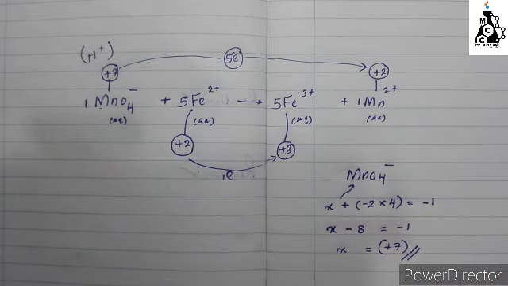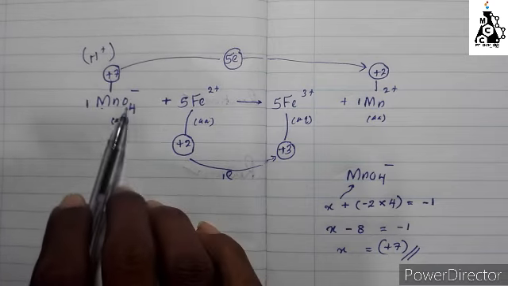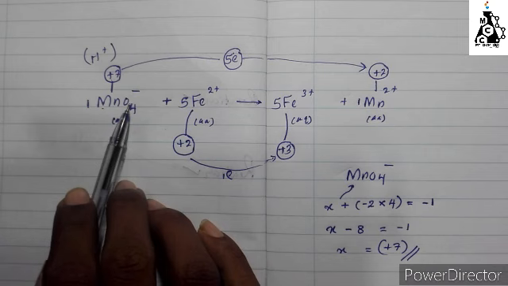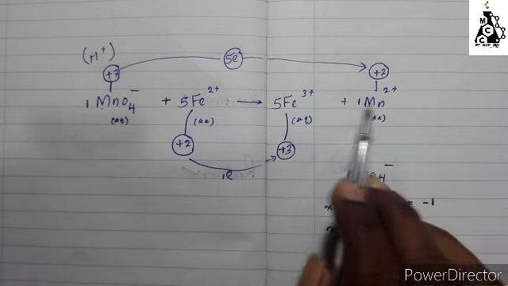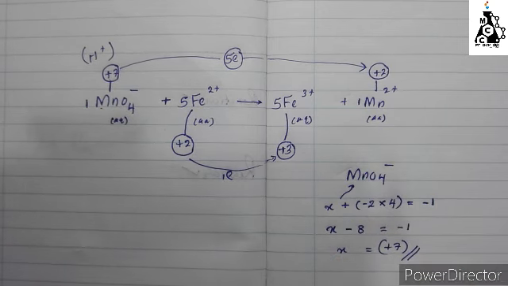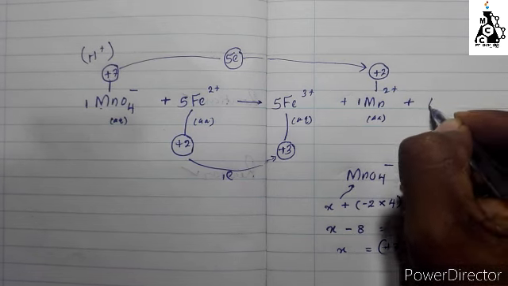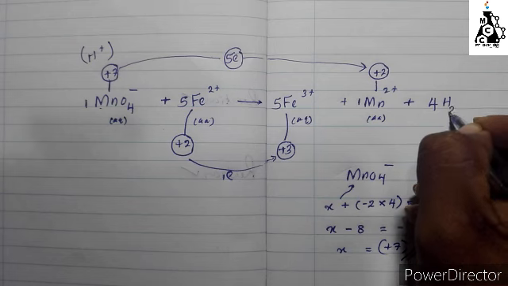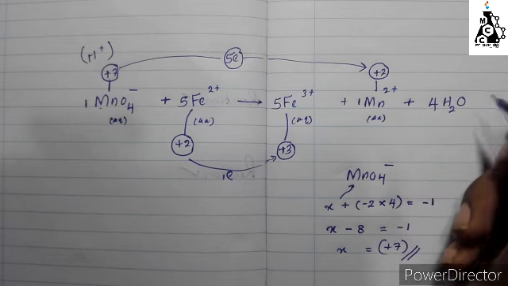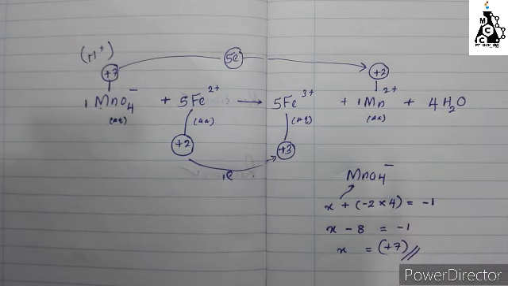Next step, you have to balance oxygen atoms. Now they have 4 oxygen atoms here, but they have no oxygen atoms on the right hand side, right? Because of that, you have to add 4 H2O molecules to balance oxygen in this equation.